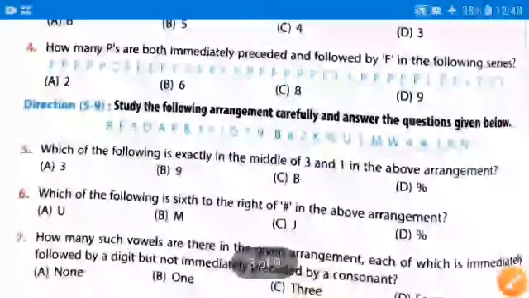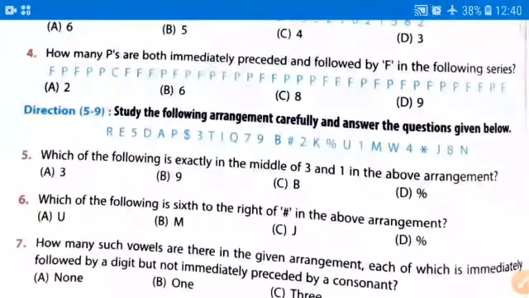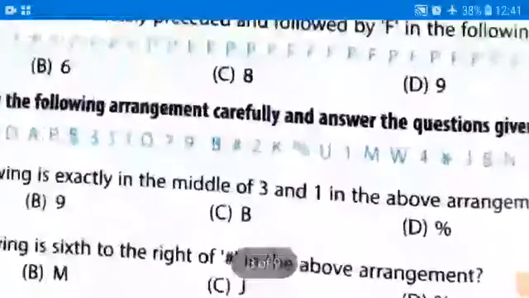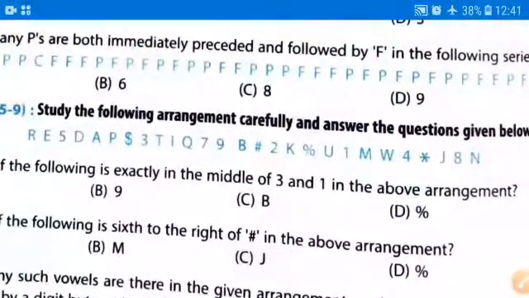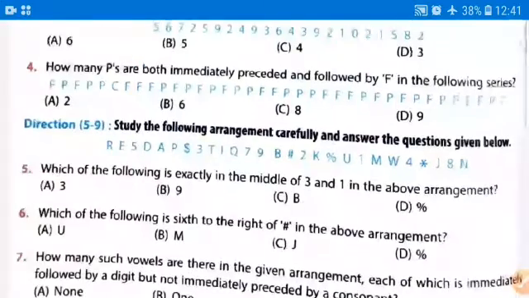Coming to the next question, that is question number 5. A logical arrangement is given here, that is alphanumeric and symbolic. Study the following arrangement carefully and answer the questions given below. So R E 5 D A P $ sign 3 T, like this we have an arrangement.